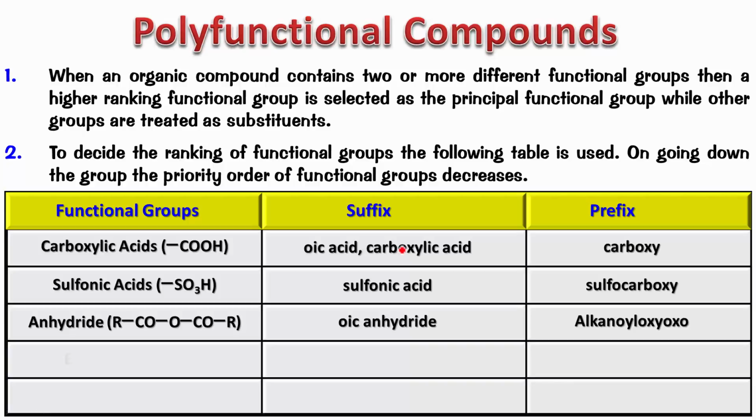The next one on the list is ester, RCOOR. We have already done the naming. It is alkyl alkanoate. But if it is cyclic, then it is alkyl carboxylate.